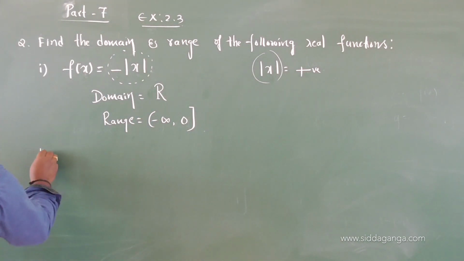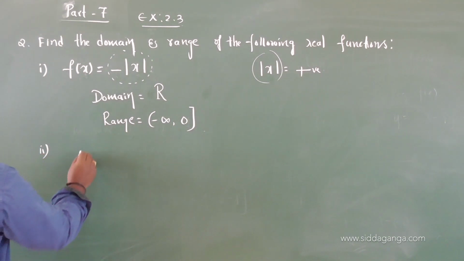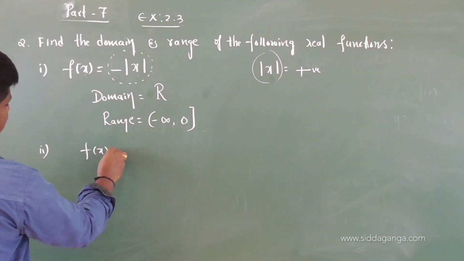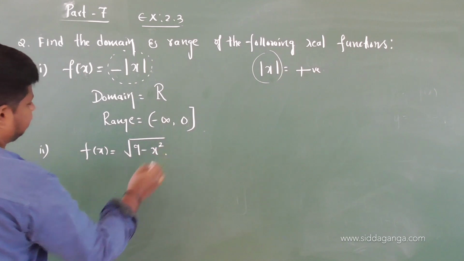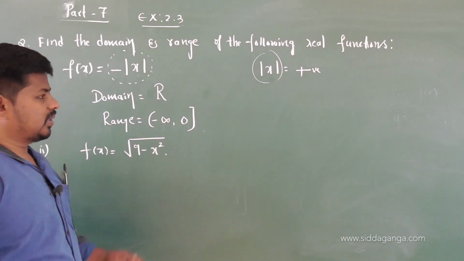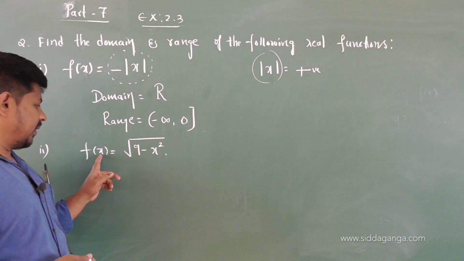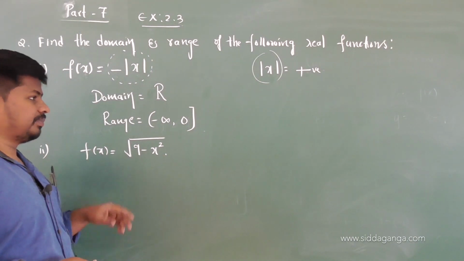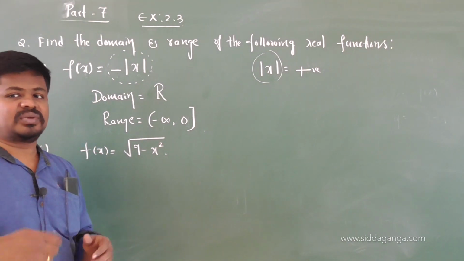Second question, f of x is equal to root of 9 minus x square. This is an important question and has appeared many times in the examination. Root of 9 minus x square. Of course here, the domain is either the set of all real numbers or one of its subsets.